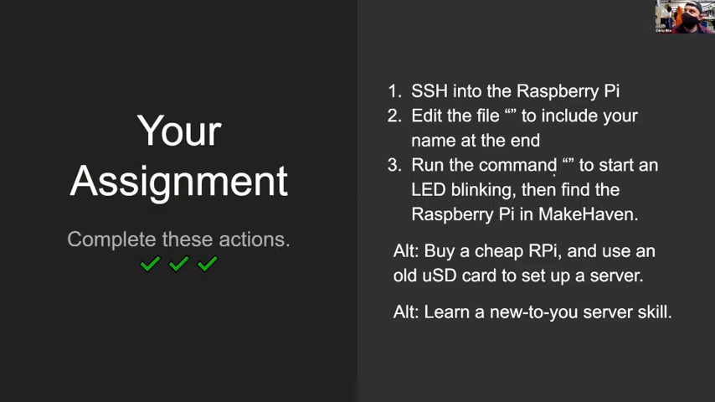Run the command python hereiam, and I'll do that in just a second, and then go physically find the Raspberry Pi in MakeHaven, which ought to be fun. If you're already good at some of these things, you could instead decide, oh, I know how to do that. Just get yourself a Raspberry Pi and play with setting one up. Again, these can be $10 or less. They don't need to be a very expensive investment. You probably have an old micro SD card sitting around and a camera that you don't use anymore.